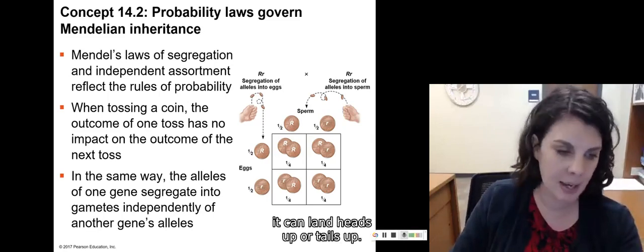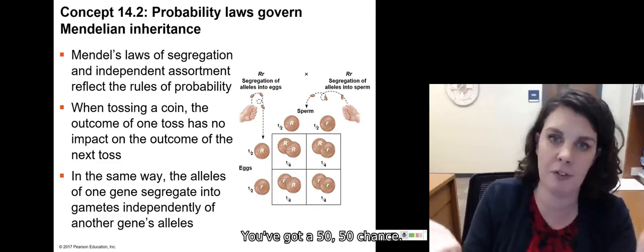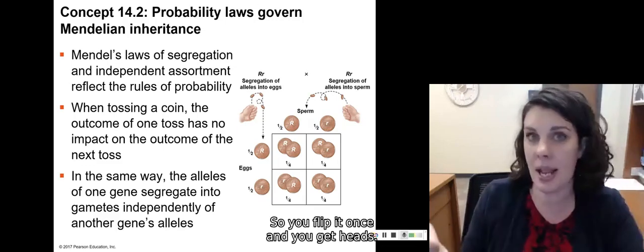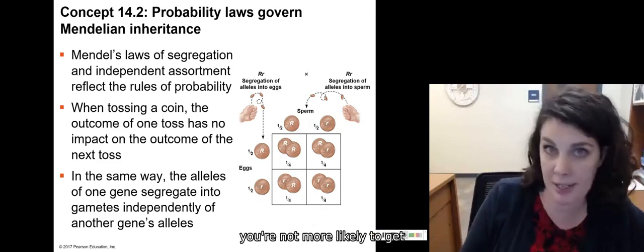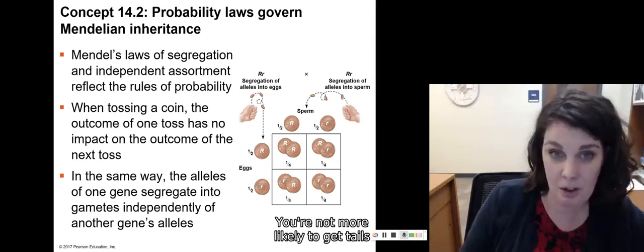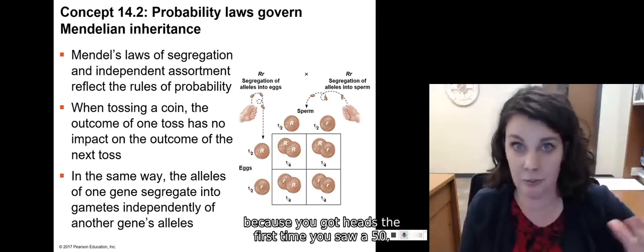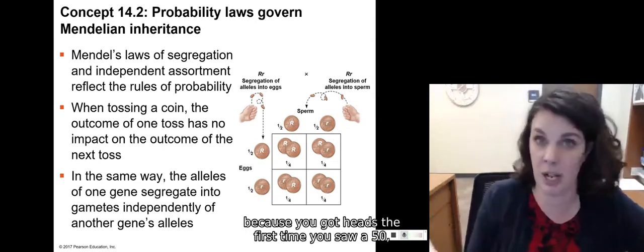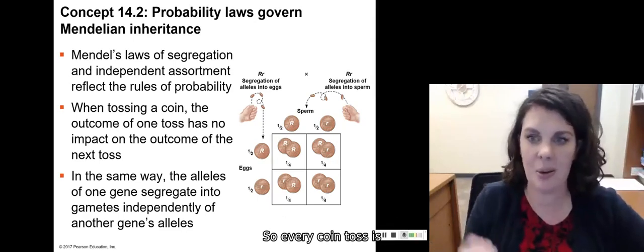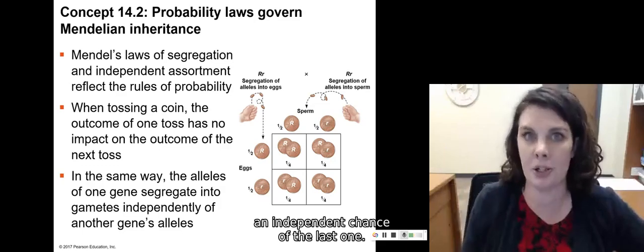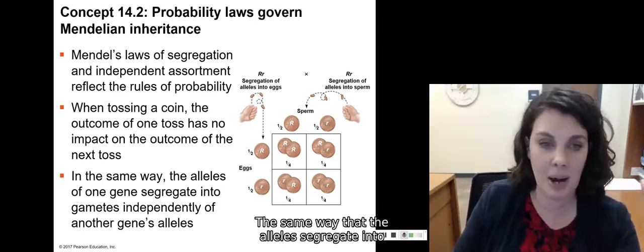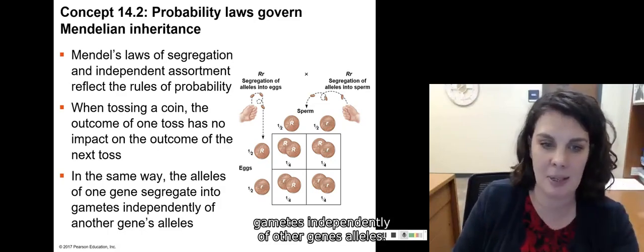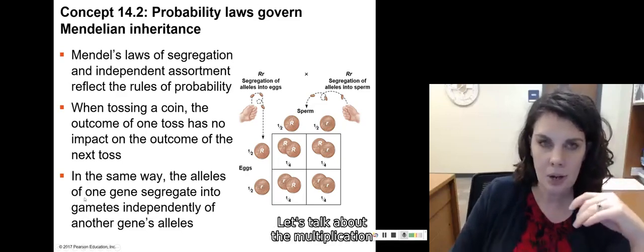If you are flipping a coin, it can land heads up or tails up. You've got a 50-50 chance. So you flip it once and you get heads. If you flip it a second time, you're not more likely to get heads because you got heads the first time. You're not more likely to get tails either; you still have a 50-50 chance either way. So every coin toss is independent of the last one. And that's the same way that the alleles segregate into gametes independently of other genes' alleles.